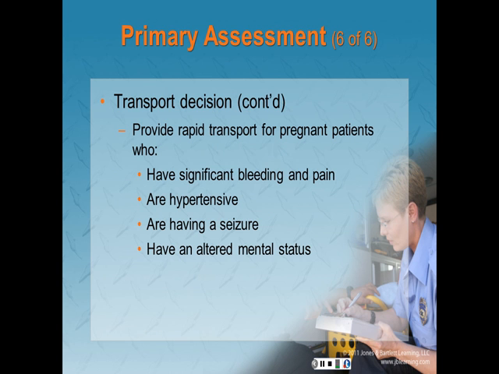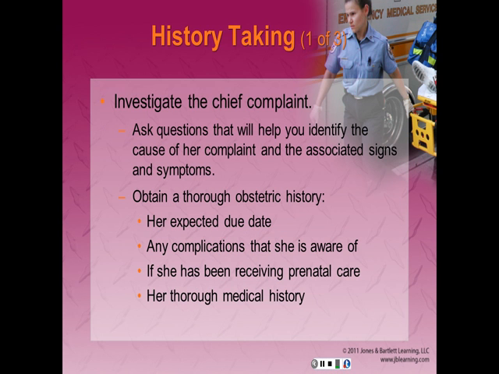You should administer oxygen, and remember that pregnant women in the last 2 trimesters of pregnancy should be transported lying on their left side when possible. If spinal immobilization is indicated, secure the mother to the backboard and elevate the right side of the board with rolled towels or blankets. Provide rapid transport for pregnant patients who have significant bleeding and pain, are hypertensive, are having a seizure, or who have an altered mental status.